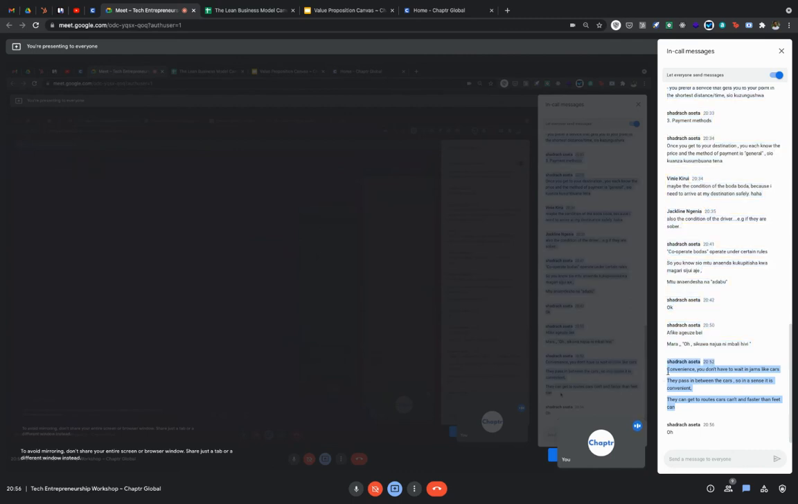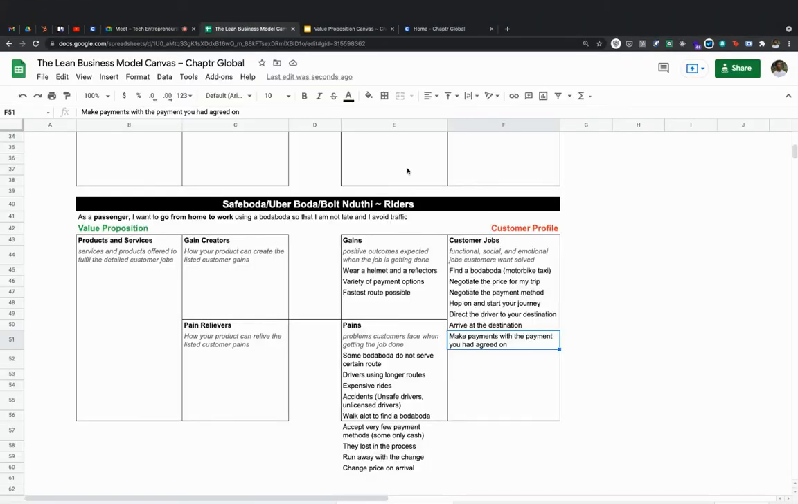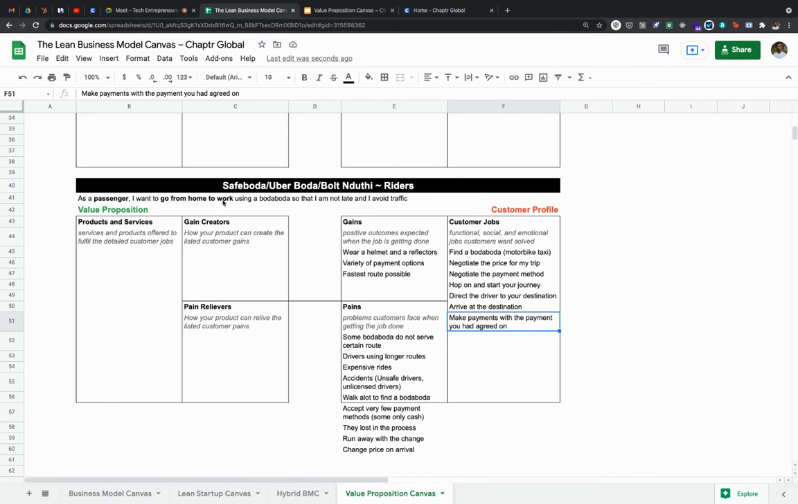That's why they decided to do safe boda and not safe matatus, right? There's a reason they did that. But I think we defined that pretty well with the initial thing. I want to go from home to work using a boda so that I'm not late and avoid traffic. That's the reason why the person is using a boda in the first place. Okay.